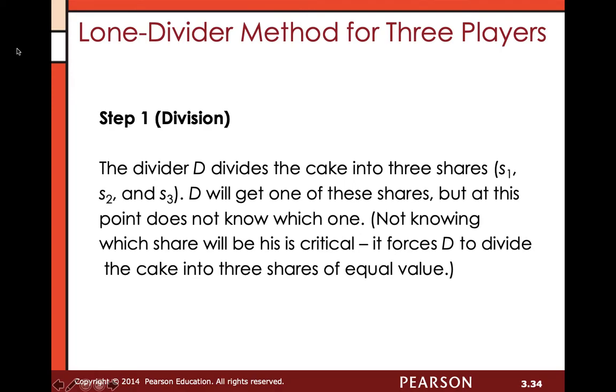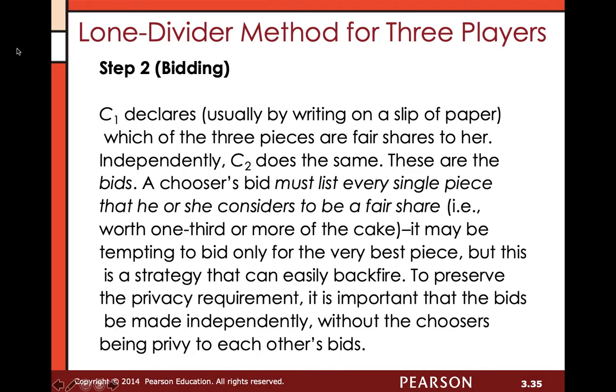Step number 1, division. Just like before, the divider is going to divide the cake into 3 shares: S1, S2, and S3. D will get one of those shares, but at this point, they don't know which one it's going to be. Not knowing which share is critical. That's what's going to force D to divide the cake into 3 shares of equal value. Otherwise, D would probably split it up so that there's a larger piece and some smaller pieces. The problem is, if you divide it that way, you're probably going to be the one stuck with one of the smaller pieces. So that's the incentive to make sure it's an equal split.